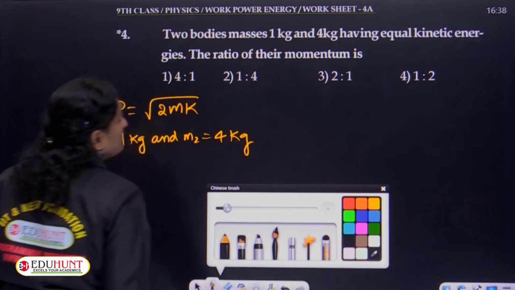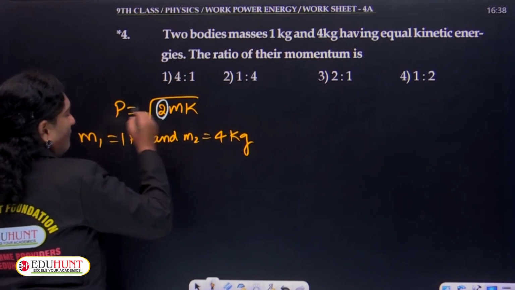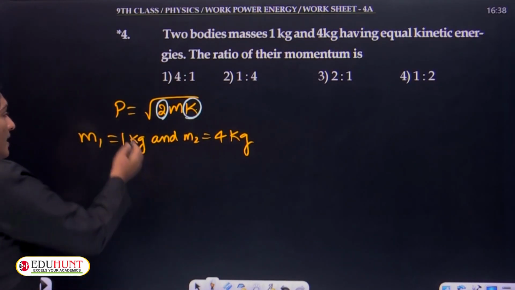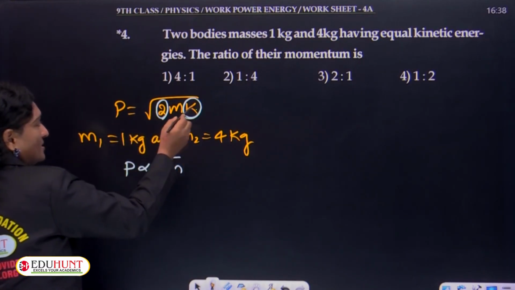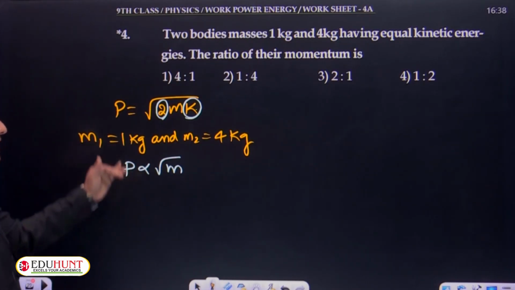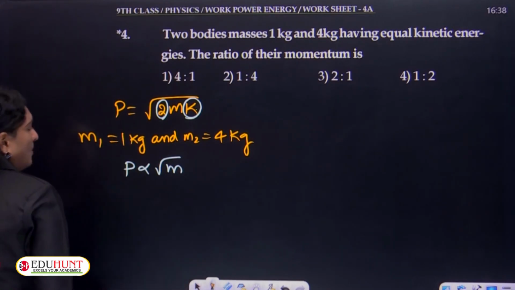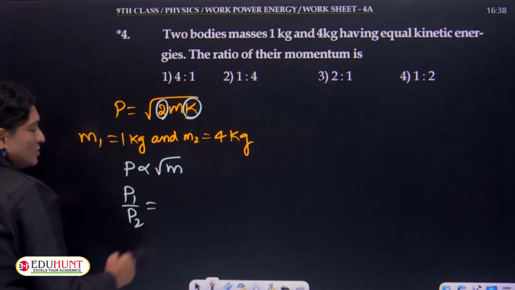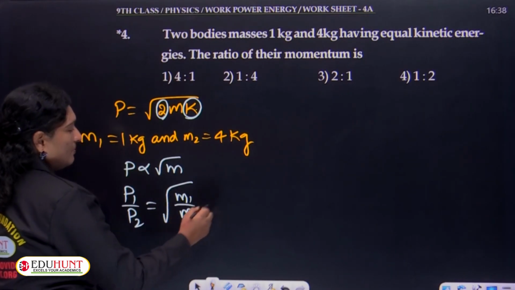Okay, and what else was given? Equal kinetic energy. In the given question, of course, 2 is constant and kinetic energy was also given to be constant. Hence, concluding we have P proportional to root m. Because 2 is constant and K is constant, we found that P proportional to root m. They are asked to find the ratio of the momentum. So, ratio of the momentum will be P1 upon P2, two bodies' ratio. Then this will also be equal to root over M1 upon M2.